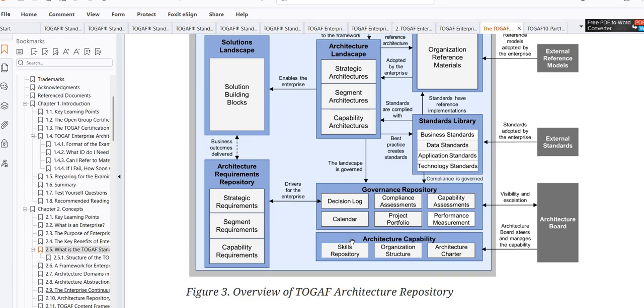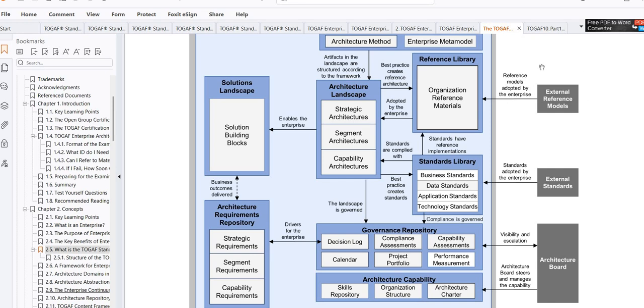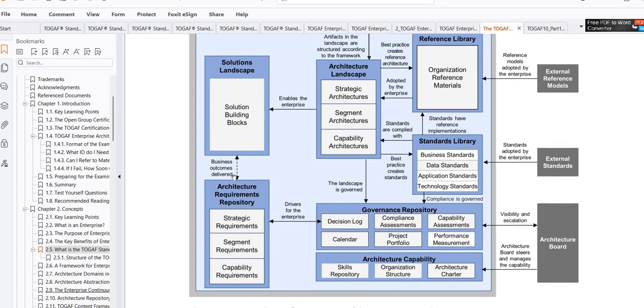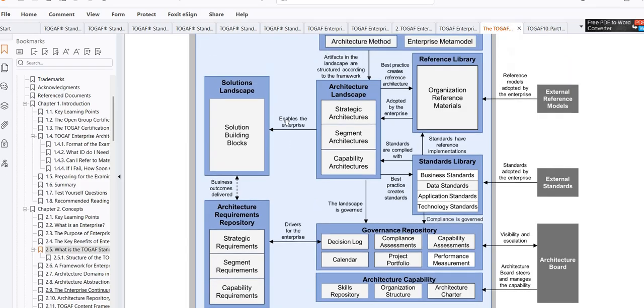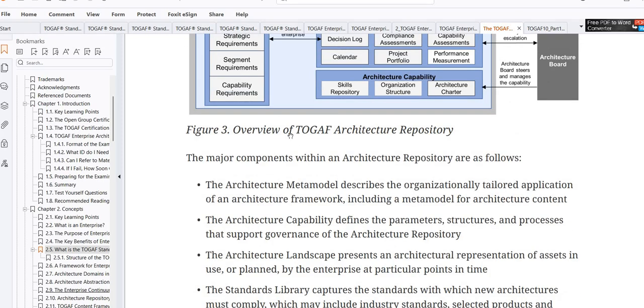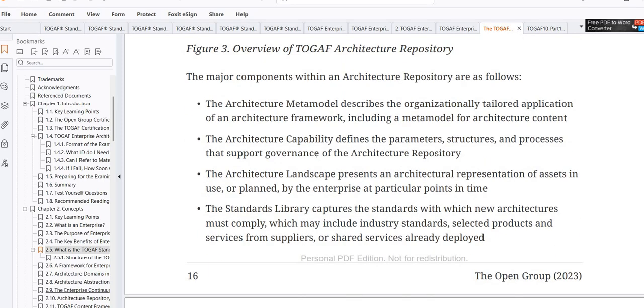Now come to the architecture capability: skills repository, organization structure, and the architecture characteristics, managed with the architecture boards. Then the standard library has external standards. Now coming to the reference model from the organization perspective. If you see the solution landscape, solution building blocks, and the architecture repository, strategic requirements, how you are defining that, this is called the TOGAF architecture repository.